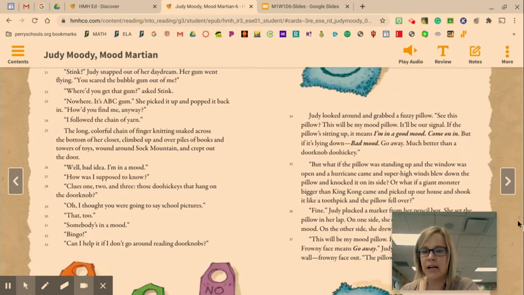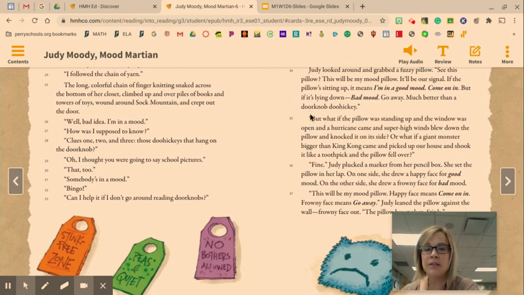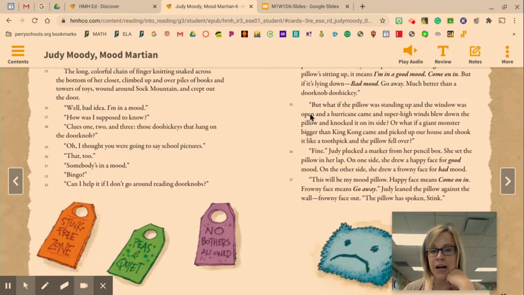Judy looked around and grabbed a fuzzy pillow. "See this pillow? This is my mood pillow. It will be our signal. If the pillow's sitting up, it means I'm in a good mood. Come in. But if it's laying down, bad mood, go away. Much better than a doorknob doohickey."